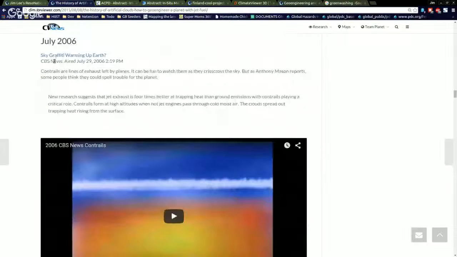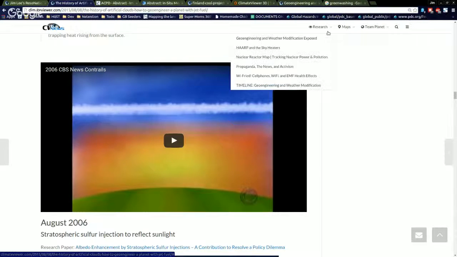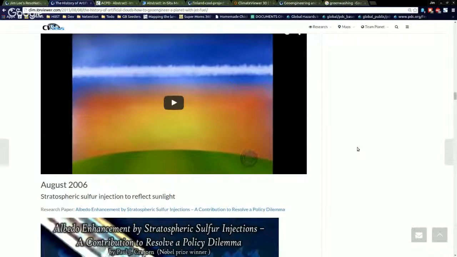Let's sky graffiti warming up Earth, 2006. CBS. Oh, now the narrative's starting to change. These things are trapping heat. They are screwing up the planet.